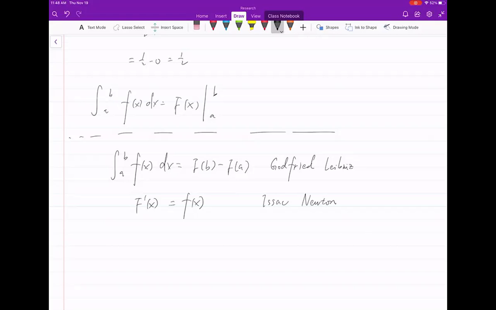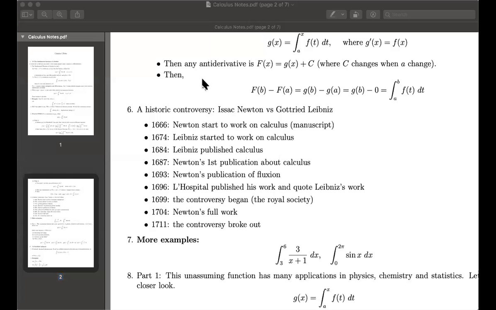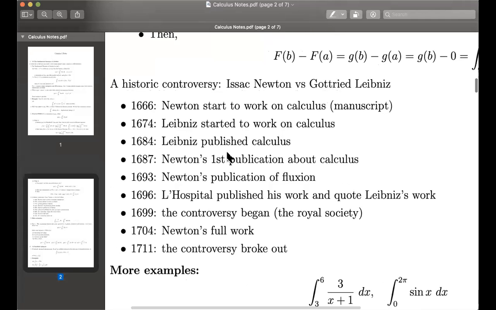All right, we will do more exercises next time, but now it's time for us to see the drama between Leibniz and Newton. Basically, they're fighting over who deserves to put their name on the formula. Can you guys see my screen? Okay, this is what happened.